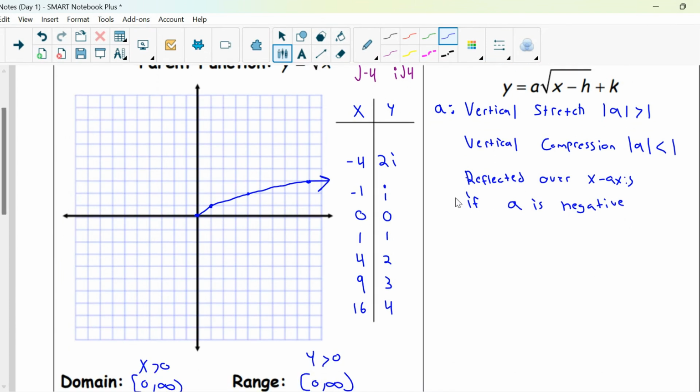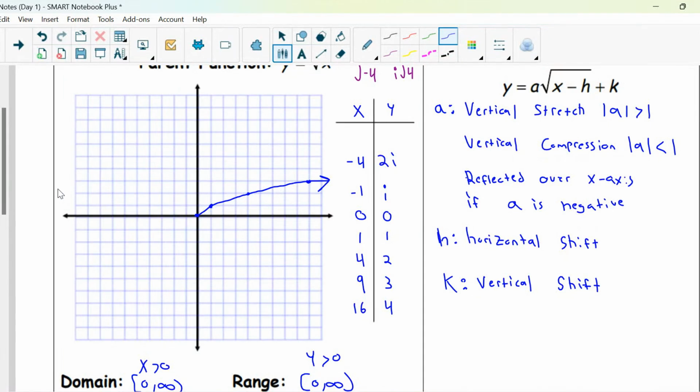h, we've already gone over this before with some of our other graphs. h is going to be our horizontal shift. Okay, and k is going to be our vertical shift. Okay, so a really determines a lot of our different behaviors of our square root. h and k just really determine the starting point.